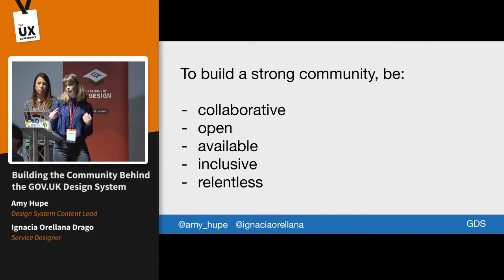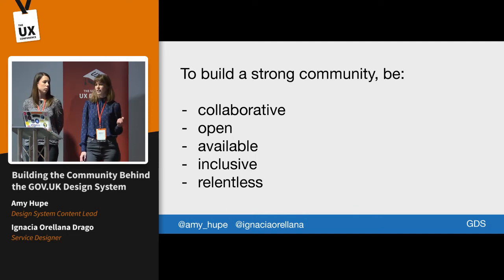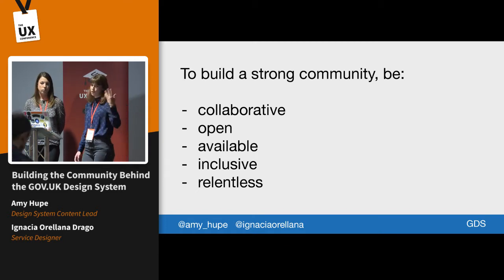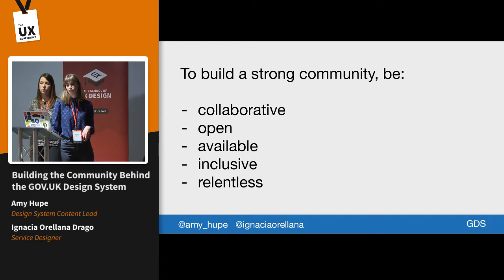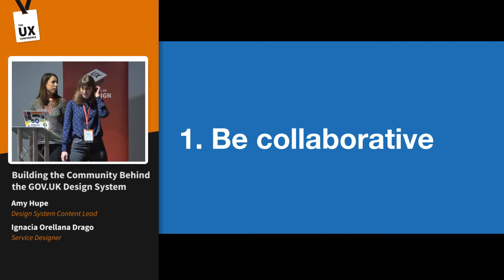So this is what we think and our experience. To build a strong community, be collaborative, be open, be available, be inclusive, and be relentless. So we're going to talk you through these principles and share some examples of how we applied it to the GovUK design system. So I'm going to start with being collaborative.